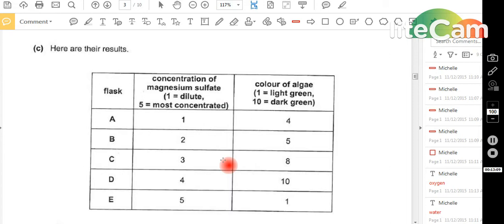Okay, here are the results. So in flasks A, B, C, D, and E, the concentrations of magnesium sulfate were 1, 2, 3, 4, and 5. 1 being the most diluted, 5 being the most concentrated. Then the color of the algae. They tell us that on a scale of 1 to 10, 1 is the lightest green color, 10 is the darkest green color. Okay, so then they show us that flask 1, which was the most dilute one.